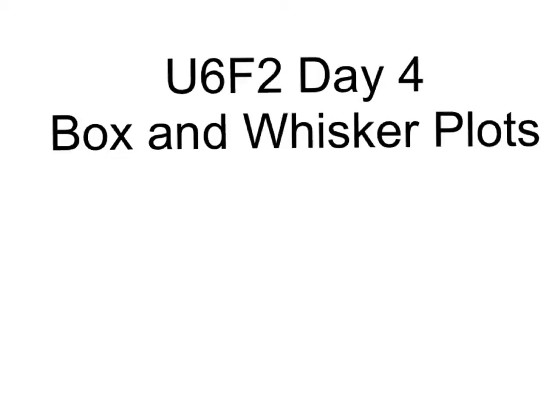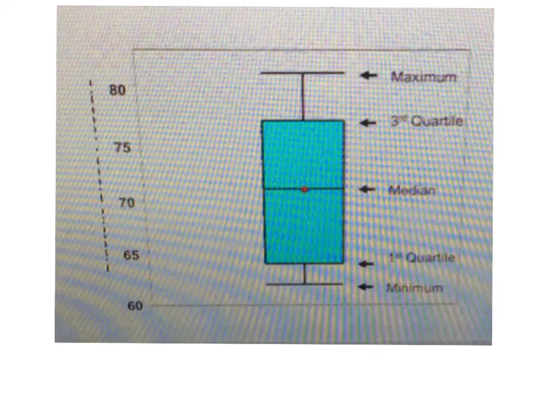Unit 6, Formative 2, Day 4, Box and Whisker plots. First you have to understand what a box and whisker plot is. If you look at some of these, the box and whisker plot looks like this. It can be up and down or it can be sideways. The top number is your maximum, and your minimum is the bottom number.